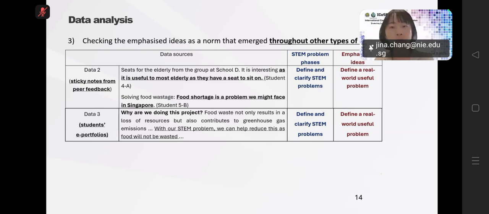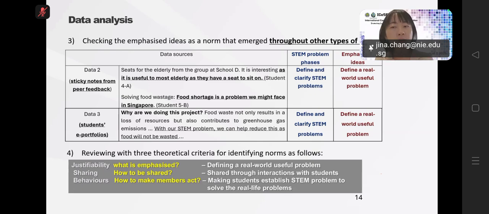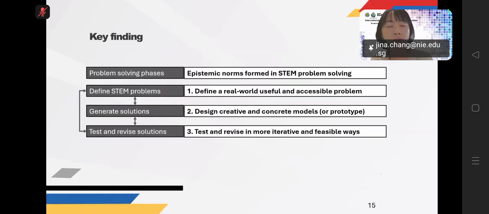So after the data analysis, we reviewed each norm with three different criteria: justifiability, what is emphasized, and how these ideas were shared, and how the norms make students act in a specific way. So in this way, we discover the norms in STEM classrooms. Okay, so let me introduce the results.